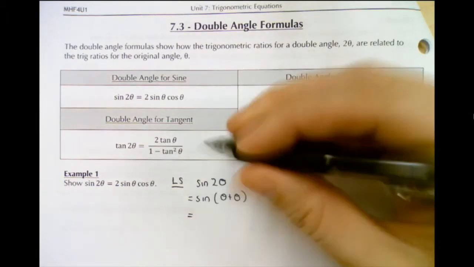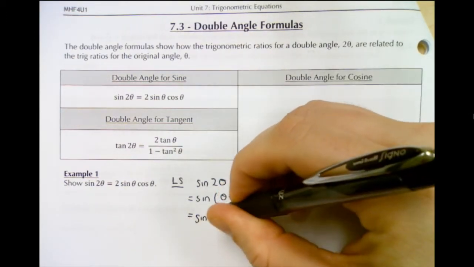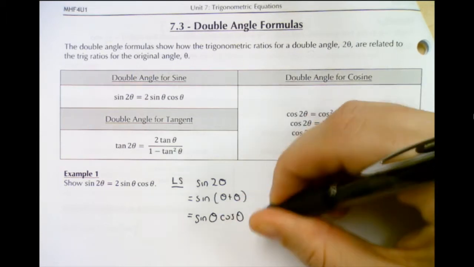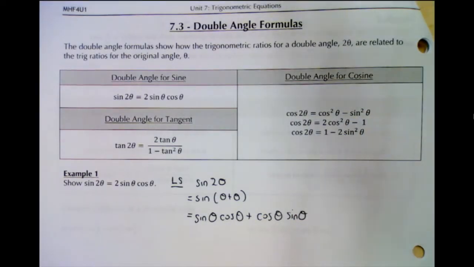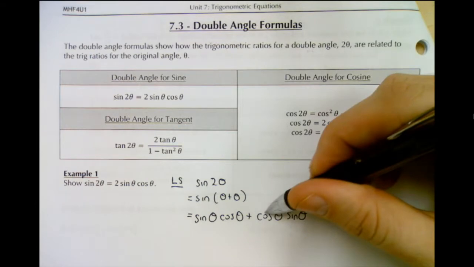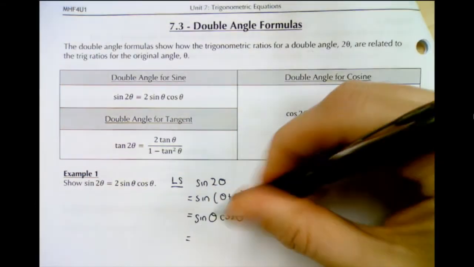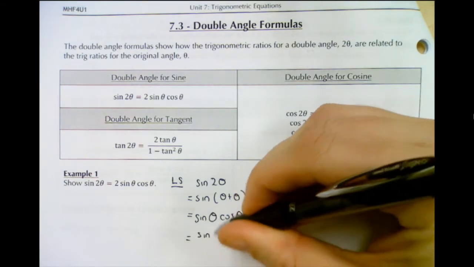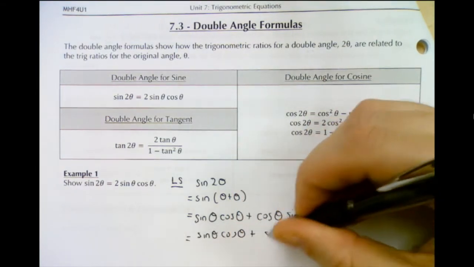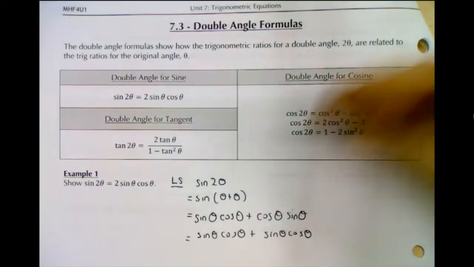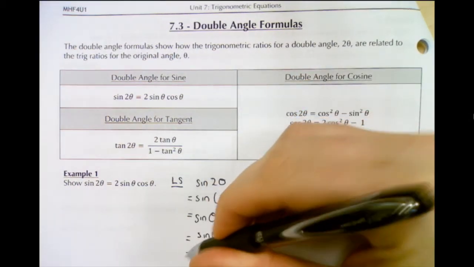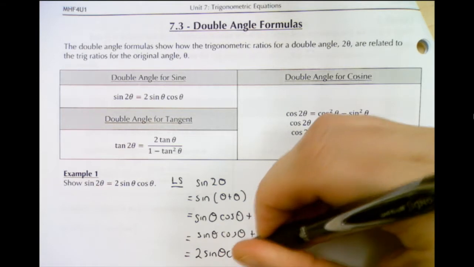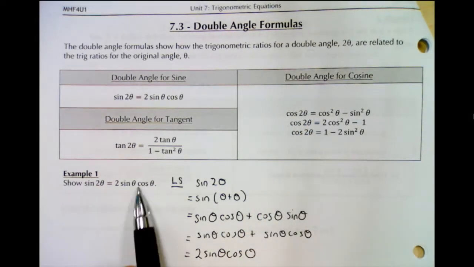What I would get is sine theta cos theta plus cos theta sine theta. Sine theta cos theta is the exact same thing as cos theta sine theta, because when you multiply 2 terms, you can multiply them in either order. So I can rewrite this as sine theta cos theta plus sine theta cos theta. When you have 2 identical terms, they're like terms, so you can add them. So that's just 2 sine theta cos theta, which is the right side of our identity. That's where the double angle formula for sine comes from.